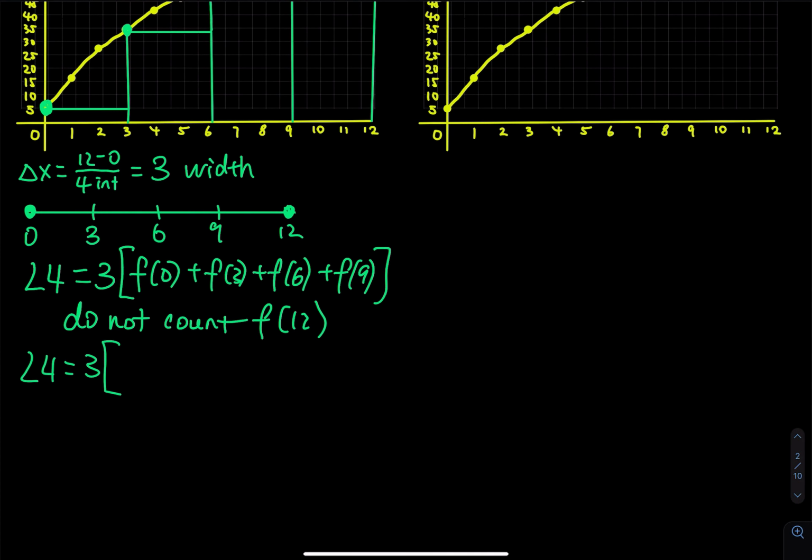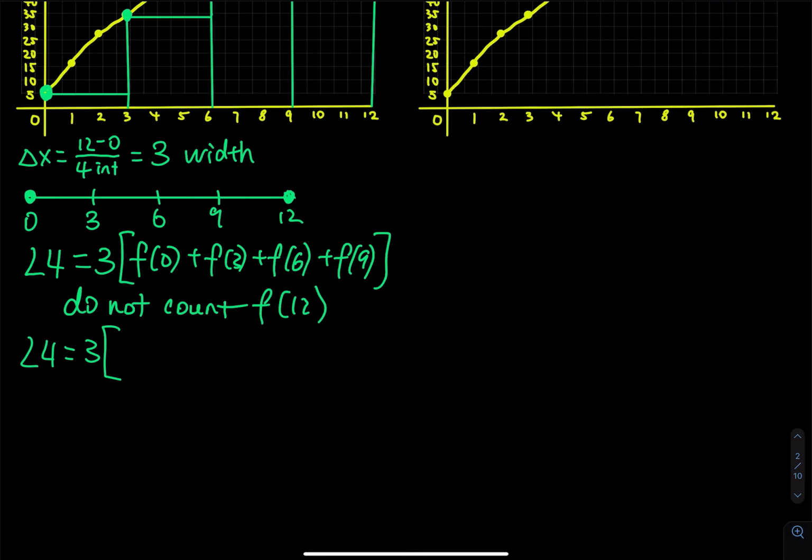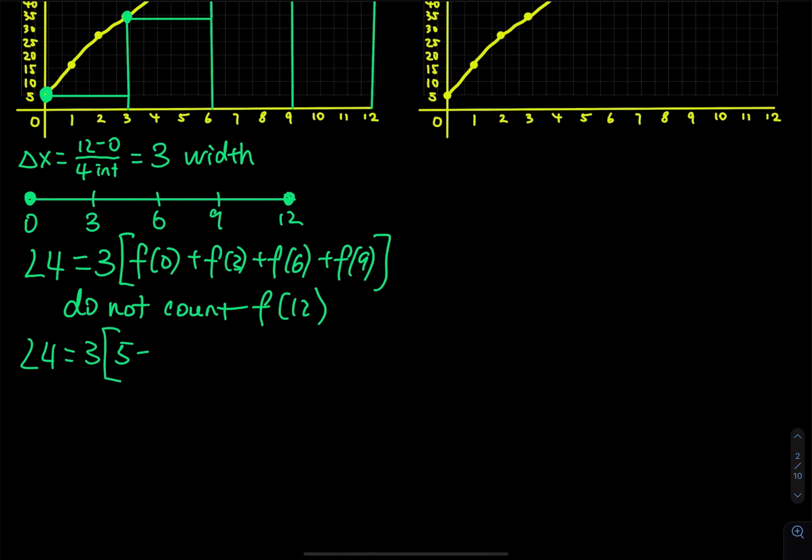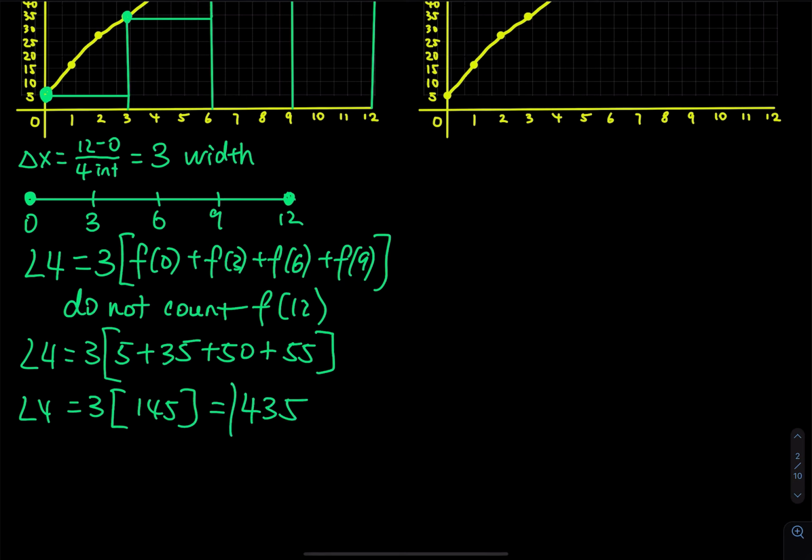So for this L4, you have x equals 0, x equals 3, x equals 6, x equals 9. So you have all that. L4 equals 3 times 145, which equals 435. So that is the estimated area.